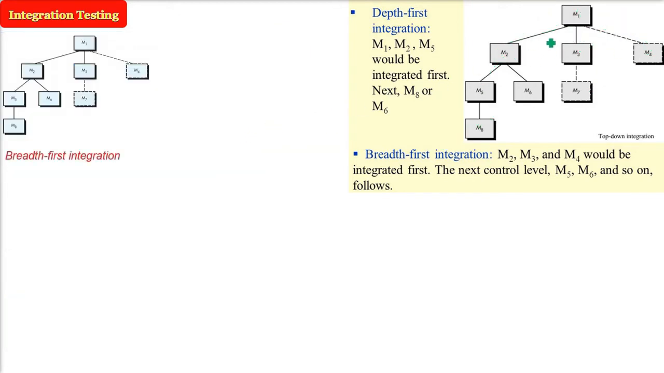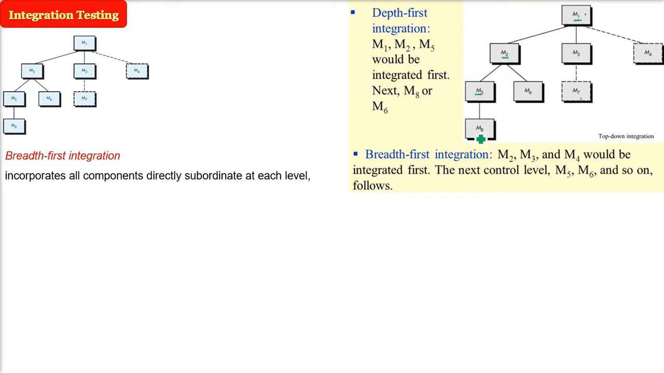How about the breadth first? In this top down, we went from top to bottom. Depth first, we took the first one, and vertically we came down. In breadth first, we have to take from left to right, that is horizontally. Horizontally means when you take M1, after that you take M2, you will not take M5 or M6, you will take rather M3 and M4. So it incorporates all components directly subordinate at each level.